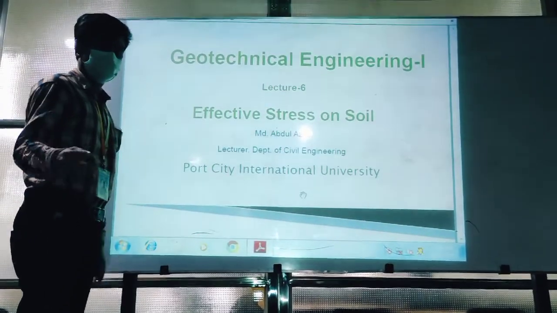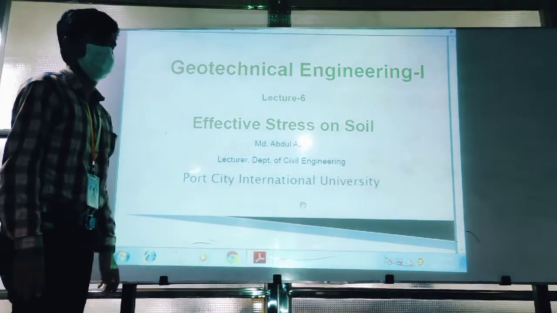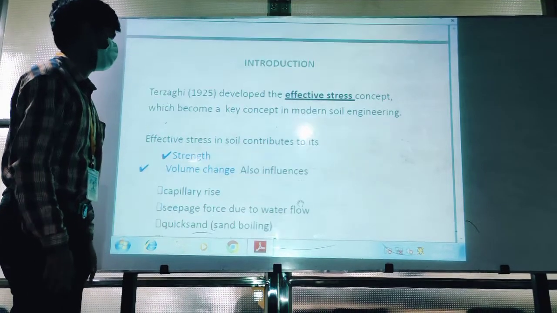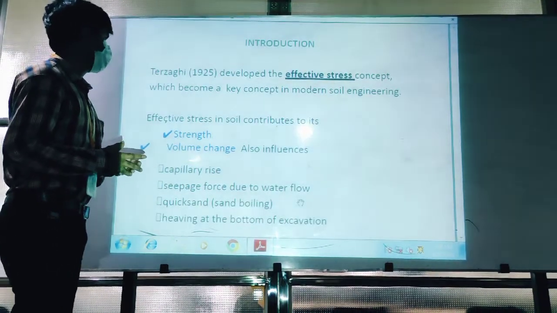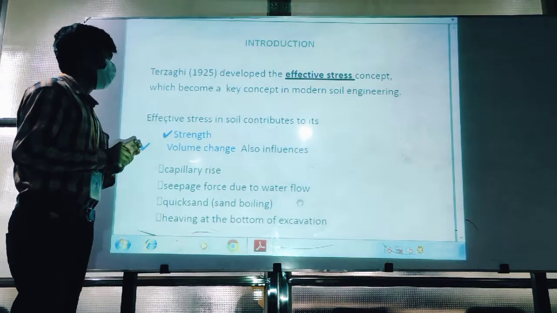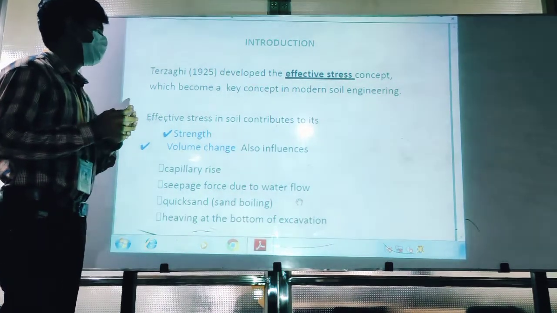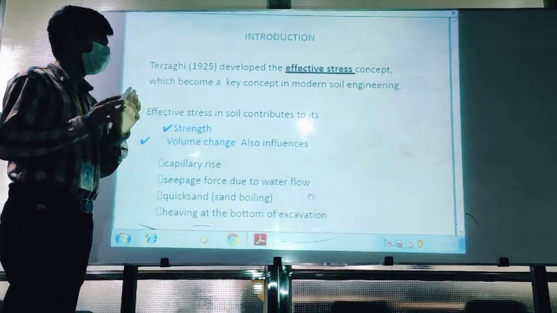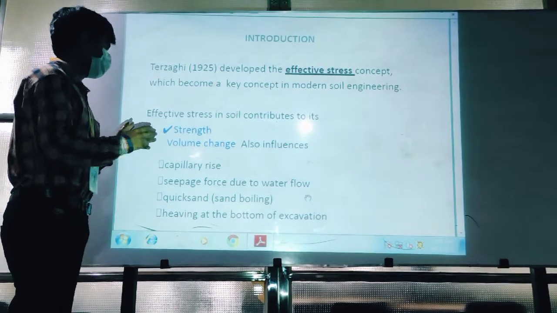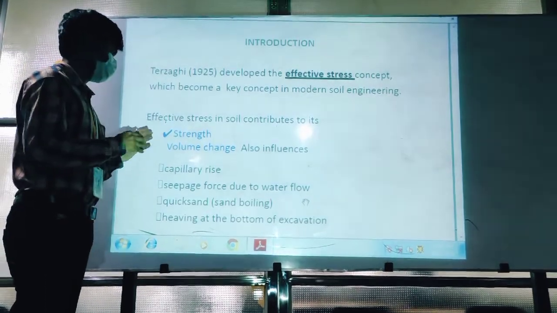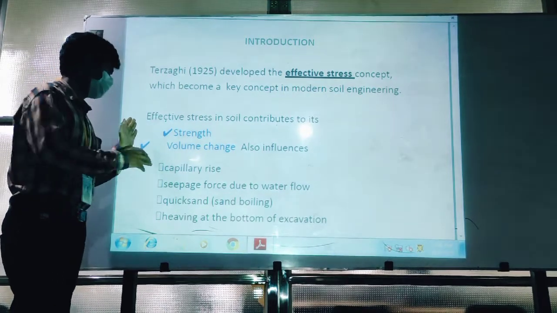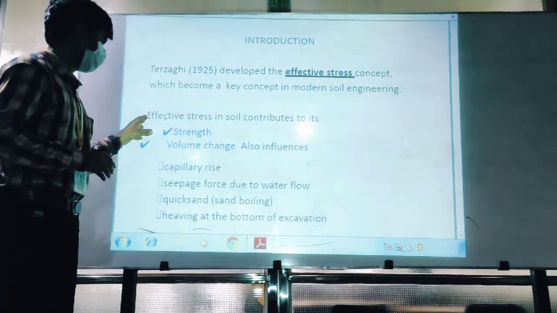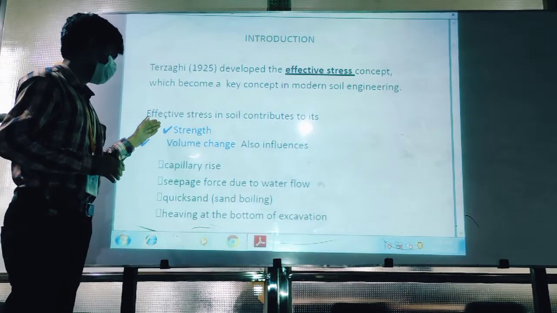Stress in soil. So, introduction. Terzaghi, 1925, developed the concept of effective stress, which became a key concept in modern soil engineering. And effective stress in soil contributes to its strength potential. Here we can see that the contribution of effective stress in soil engineering mainly contributes to strength and volume change.